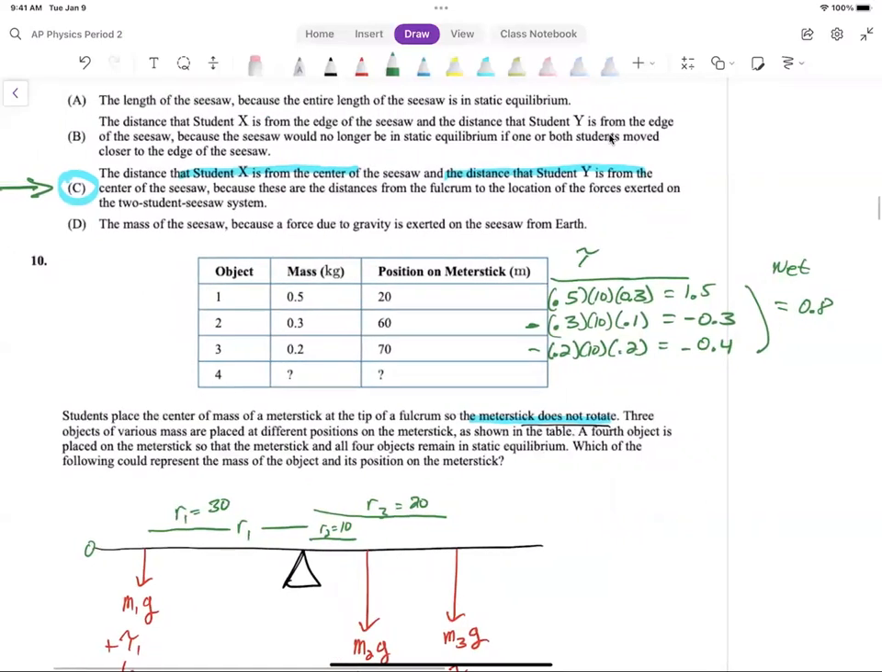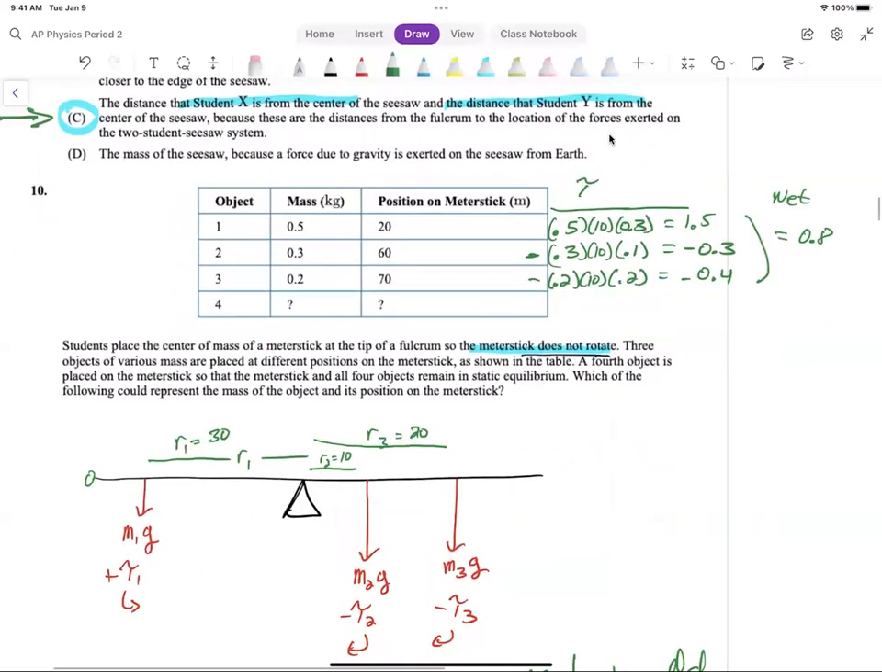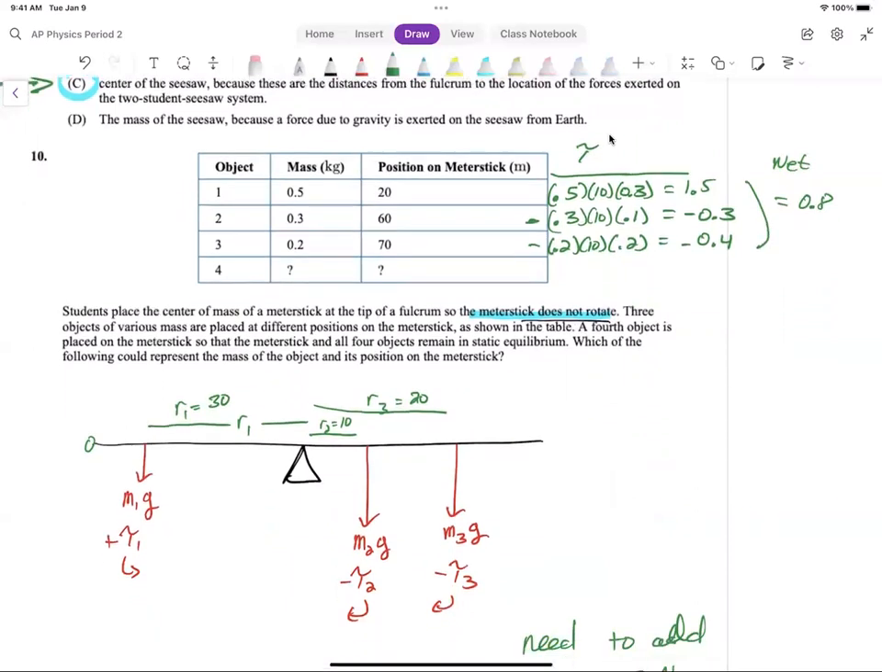Last one. I have objects 1, 2, and 3 that are on a meter stick that's on a fulcrum that's located at the center. And they give me all the distances away, so I drew a diagram. And I labeled torque 1, torque 2, torque 3, determined which ones are positive. I also labeled their distances away. Those are in centimeters, so I'm going to use meters when I calculate this. And so then I actually calculated the torque that each one of those masses give me. Torque 1 gave me a positive 1.5, torque 2 gave me a negative 0.3, torque 3 gave me a negative 0.4. Notice the net torque of all that is added up to 0.8.